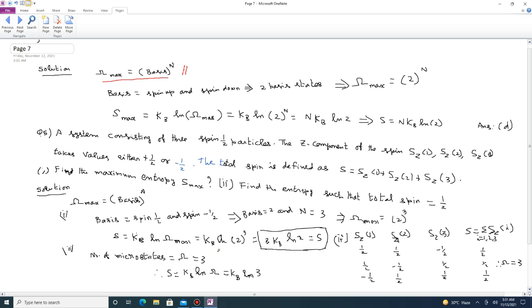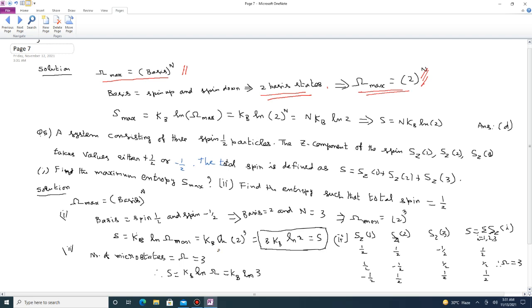Now what is this basis? A spin up is one, spin down is another. There are 2 basis states. So you find the number of basis states to the power n. So omega is equal to the basis to the power n, so 2 power n. So you can use this expression.